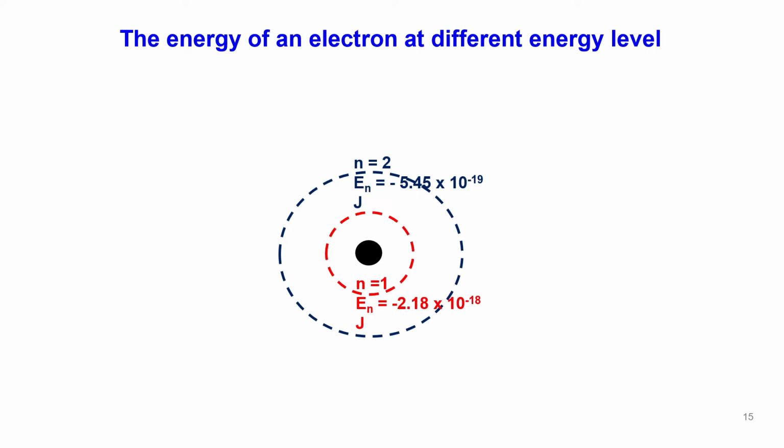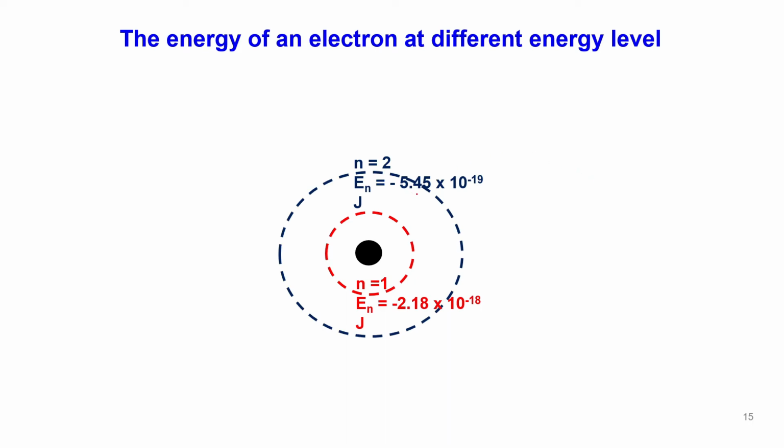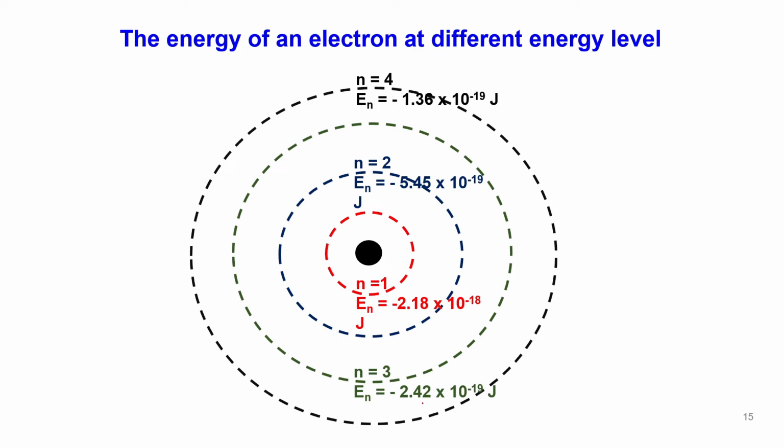So kita boleh tengok kat sini. Cuba kita tengok, kalau n sama dengan 1, energi dia berapa? 2.18. Macam mana kita dapat energi 2.18? Just now kita dah kira. Kita dapat n is equal to 1, we got 2.18 exponent negative 18. Kalau n is equal to 2, we got negative 5.45 exponent negative 19 joule. If we calculate n is equal to 3, we got negative 2.42 exponent negative 19. n is equal to 4, we got negative 1.36 exponent negative 19. Nilai-nilai ini kita dapat daripada bila kita masukkan dalam En is equal to negative RH times 1 over n square. Jadi kalau kita letak 3 di sini, yang ini 3 square. Kalau 2, 2 square. Kalau 5, 5 square.